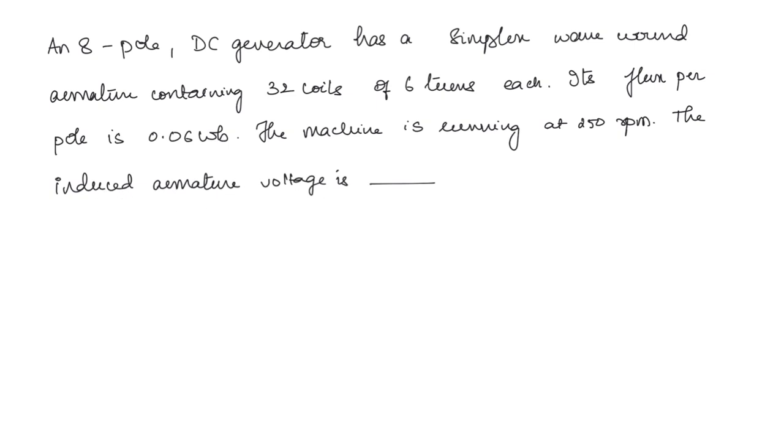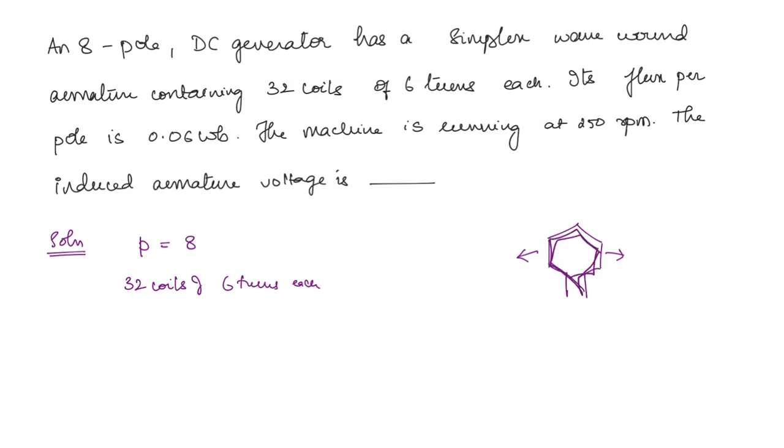So whenever you are solving a problem, first write down whatever information is given. So here the number of poles is given as 8. Then 32 coils of 6 turns each, right? So that means one coil is going to be like this. This will be in one armature slot, this will be in another armature slot. Now each of the coils has 6 turns. That means this is the second turn, this is the third turn. Like that 6 turns are there, okay?